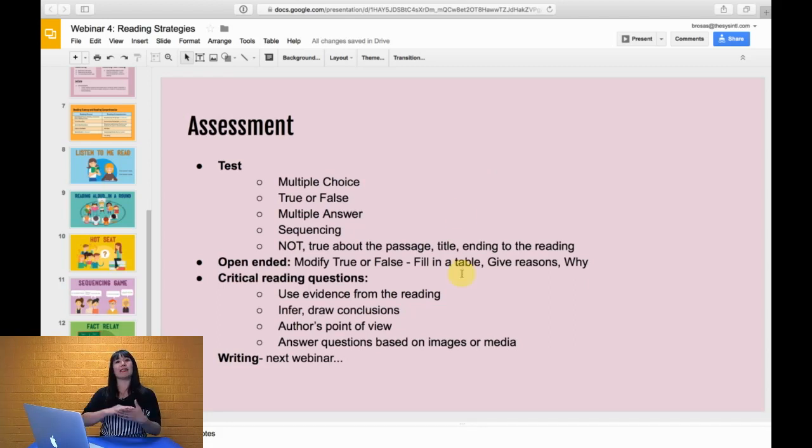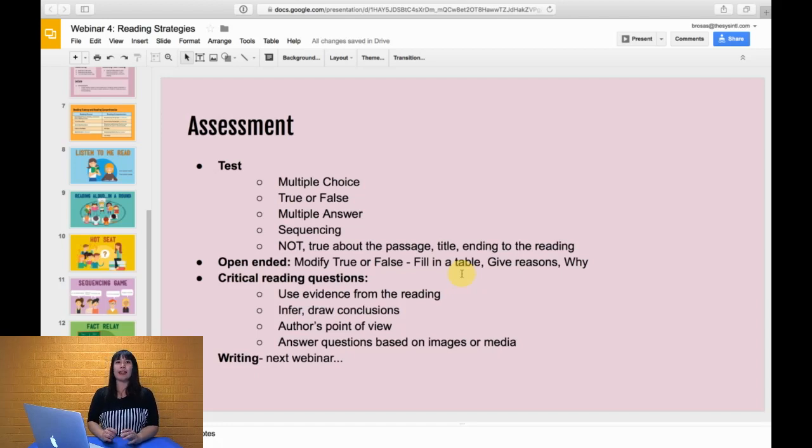Open-ended is something that's a little bit harder, something that you need to teach students to answer and even come up with questions when they write them, like we talked about earlier. But the idea is you might want them to do modify true and false, or fill in some kind of table with a feeling, why they feel this way, and how they resolved it. Give reasons or why.